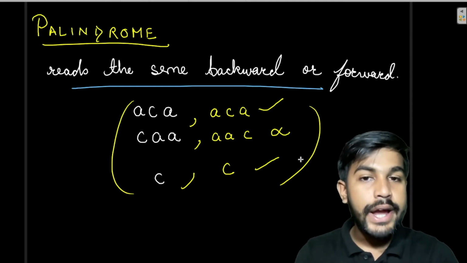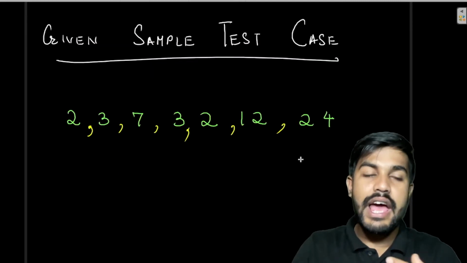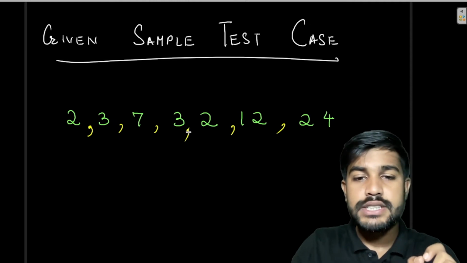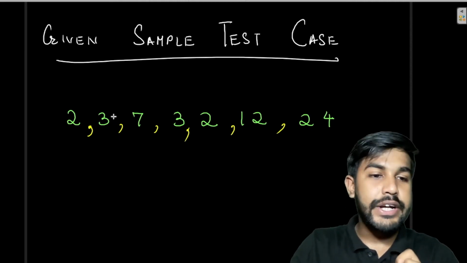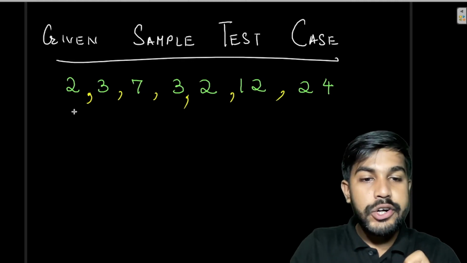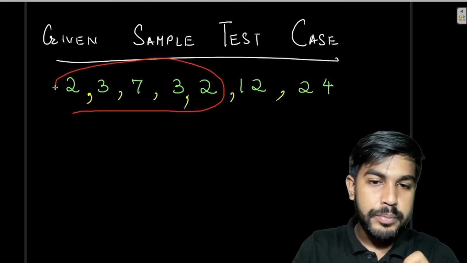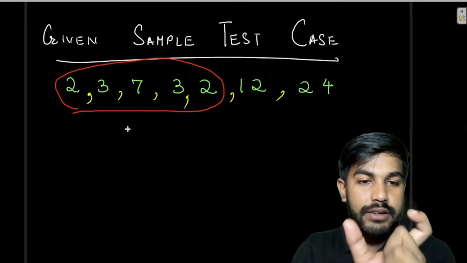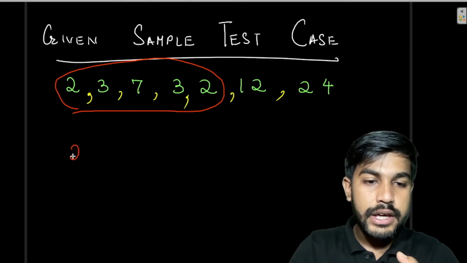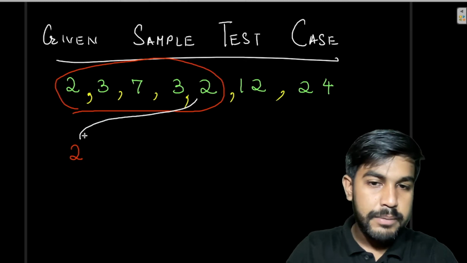We know what to find out. Let us move forward to the sample test case. In this sample test case, we are given 2, 3, 7, 3, 2, 12 and 24. So if you observe, then 2, 3, 7, 3, 2 is a palindrome. That is, even if we write this path in a reversed manner, this 2 would come here, this 2 would come here.